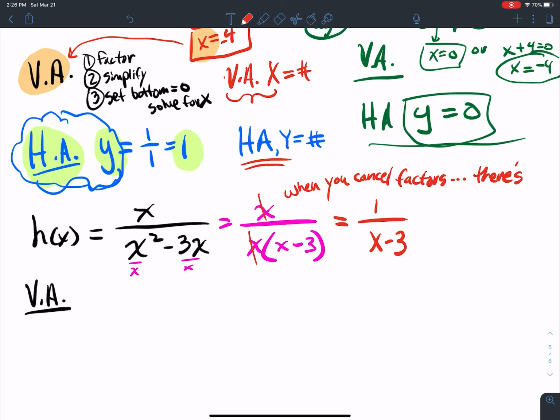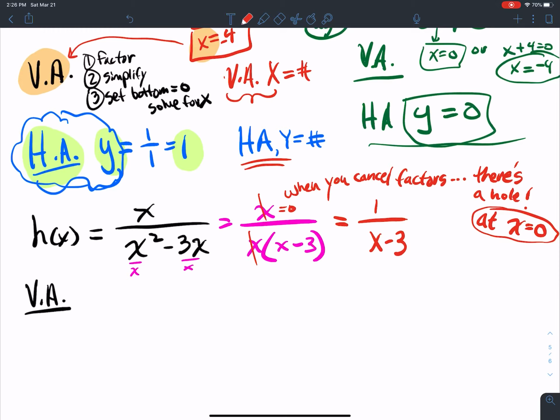There's a hole! Okay, there's a hole in the graph. Where's the hole at? You set the factor equal to 0. So there's a hole at x equal to 0. If I plug in x equals 0, it blows up. You get 0 divided by 0. Okay, there's a hole.